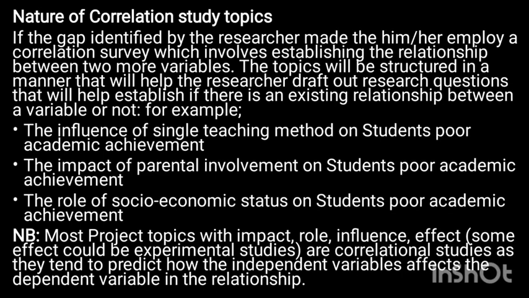So through the study of materials, a researcher finds out that nobody has said anything about the influence of single teaching method on student poor academic achievement. Then he will go ahead and carry out a topic on it. Or nobody has said anything about the impact of parental involvement on student poor academic achievement. You go ahead and carry out a topic with that. So you see, it is from the research design that we know what type of research it is, how we are going to structure our research topic.